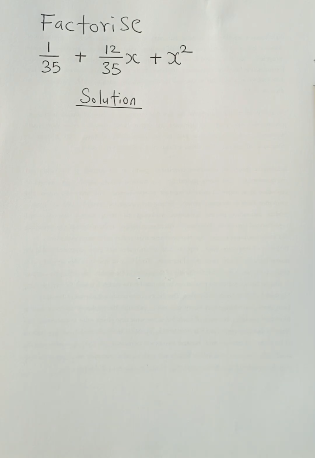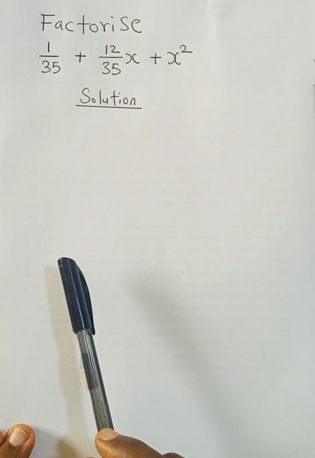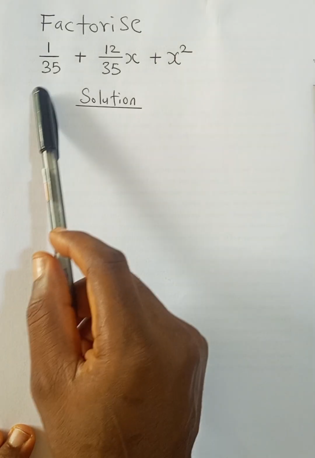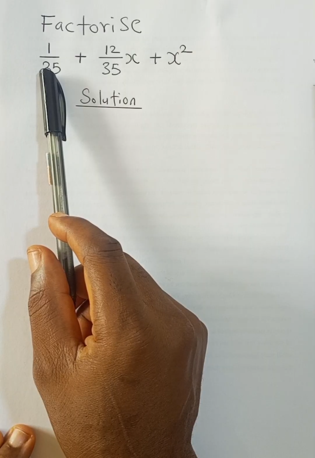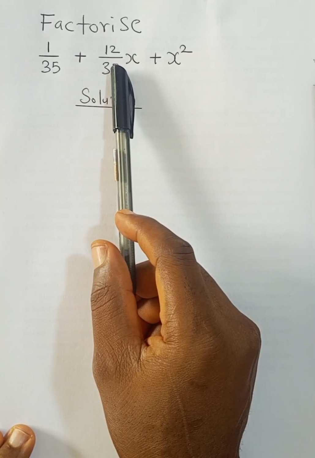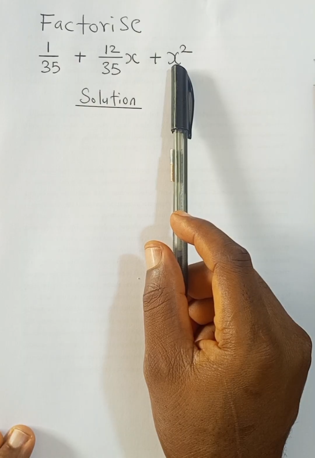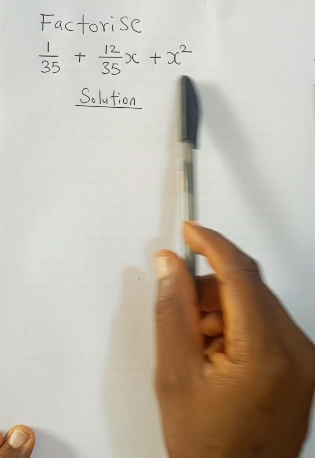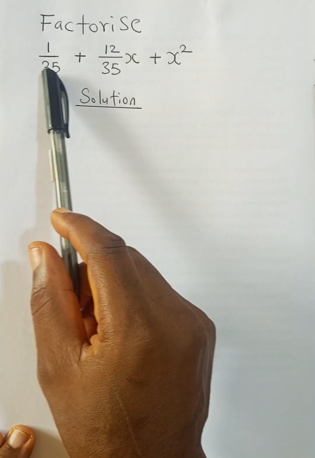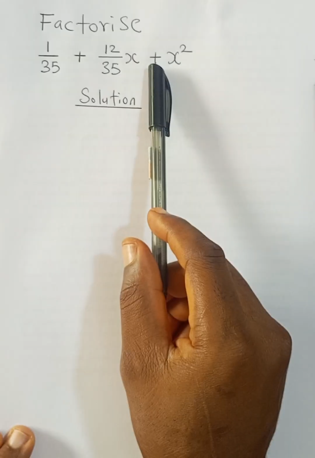Now, don't be tempted to multiply through by 35, because I had one of my students saying multiply through by 35. You multiply this one by 35, multiply this one by 35, multiply this one by 35. If you do that, they are no longer the same. The reason is because this is an expression, this is not an equation. There is no equal sign here.